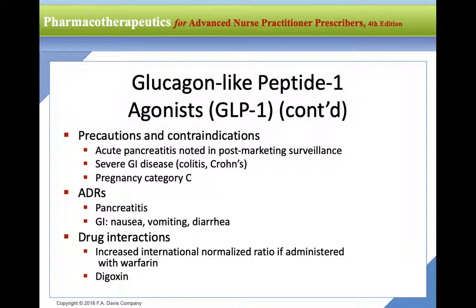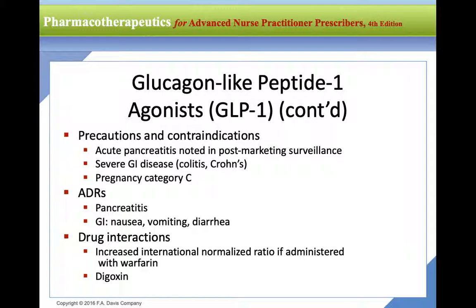Precautions: there is acute pancreatitis noticed in post-marketing research, so there are case reports of it, but it's very, very, very low incidence. For the most part, the only adverse drug reaction you're going to see is just GI: nausea, vomiting, and diarrhea. They happen the most with your twice-a-day medications, so Victoza happens the most, and happens the least with the options on the market now. There's a once-a-week option of Byetta and one called Trulicity, and most patients, when they take those once-a-week ones, don't even notice any GI upset at all.